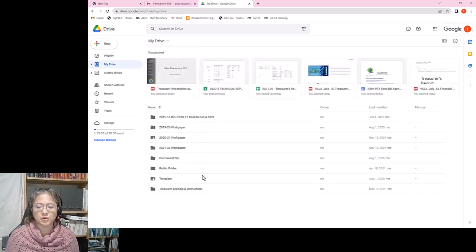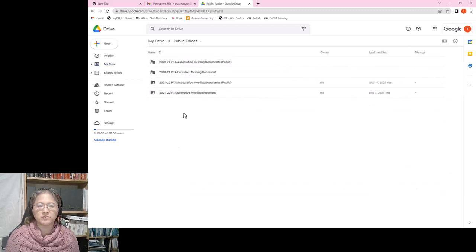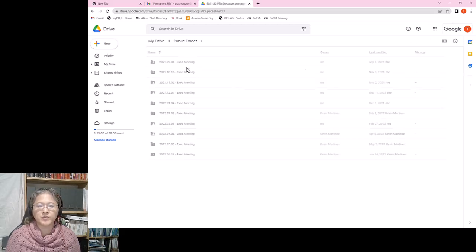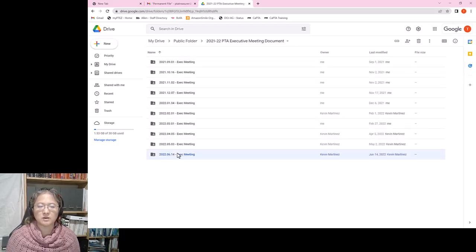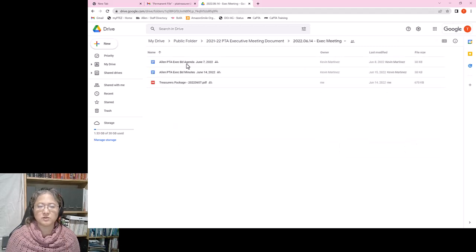Going back to the main drive, I also created a public folder, and this public folder is just an easy way for me to put either a link or an actual folder specifically related to meetings. And I share this with Kevin, the secretary, so that he can also access and make edits. And you can see that we create a folder for each meeting, and then Kevin has been putting in the agenda and the minutes, and I put in the treasurer's report.